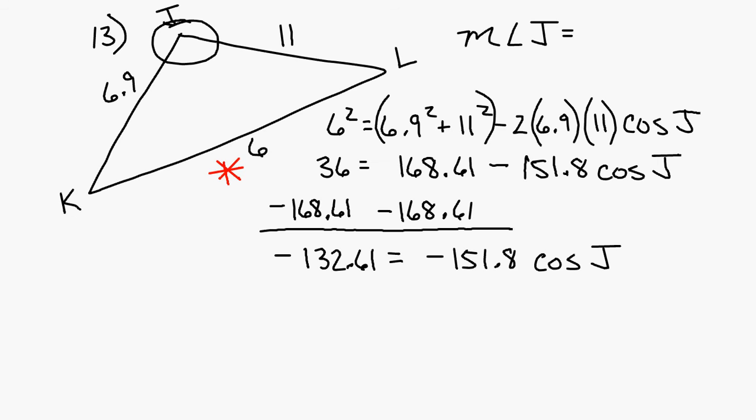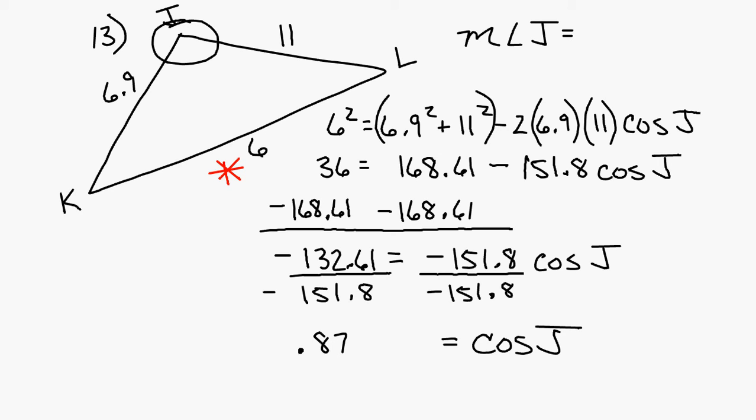So now to solve for cosine of J, you divide both sides by negative 151.8. This is a negative sign that's attached to that 151. And that's why I highlight it, because it gets missed a lot. So you've still got the 132.61 in your calculator. So push divided by, and then 151.8, and don't forget to hit the negative symbol, equals. You've got 0.87, and it keeps going. And that's equal to cosine of J.